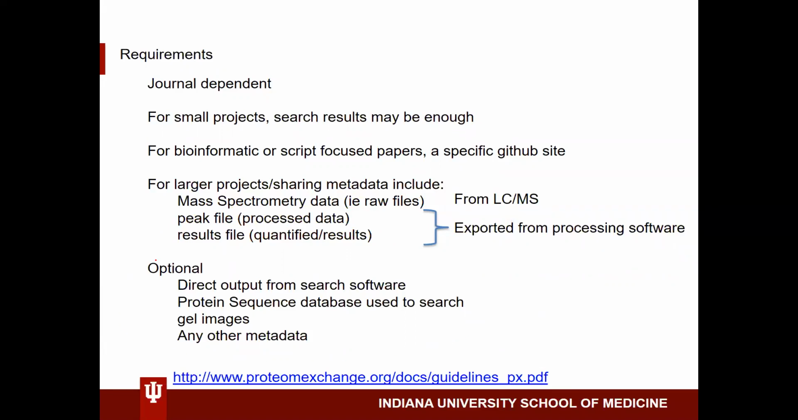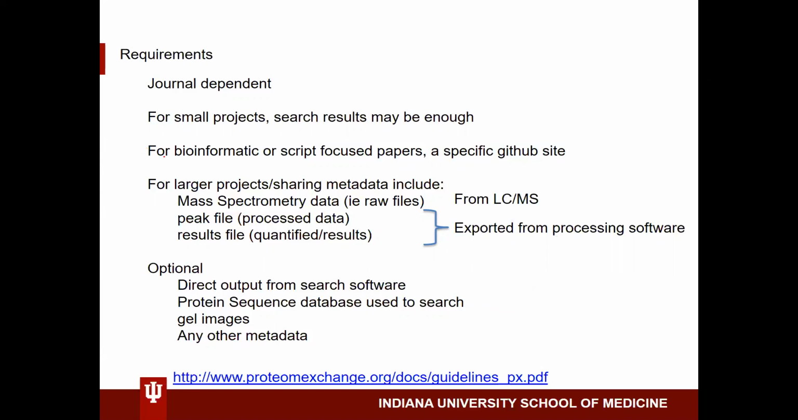Places will say that you can optionally include the direct output from your search software. So that will often be some sort of proprietary file output where you can only open the results file if you have the correct software. So that's some of the reasons these peak and results files have to be converted to a more general format. They will request sometimes that you include any protein sequence databases used to search the data, any gel images, metadata, just to have a very complete submission so that anyone who clicked on your Proteome Exchange FTP site can really view everything, and it's good transparency.